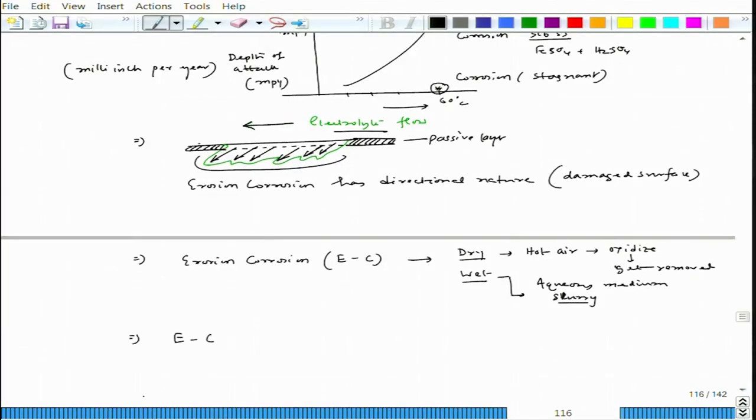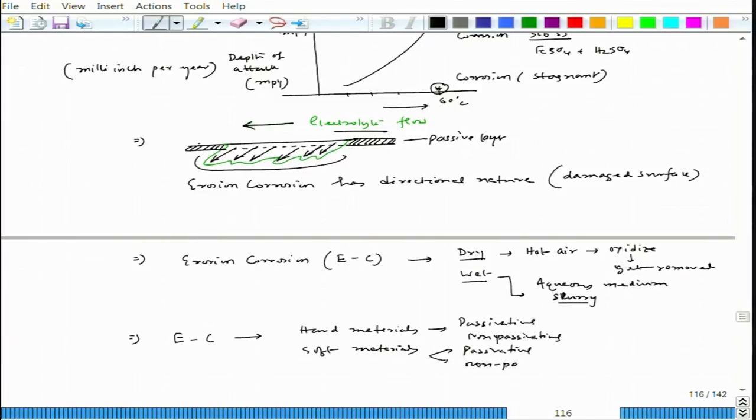Now EC, which is erosion corrosion, if we consider the material aspect, there are hard materials and soft materials, and in case of hard materials there could be passivating or non-passivating. Here also we can have both passivating as well as non-passivating. Okay, so almost all metallic materials can be susceptible to erosion corrosion. Of course the degree would be different.